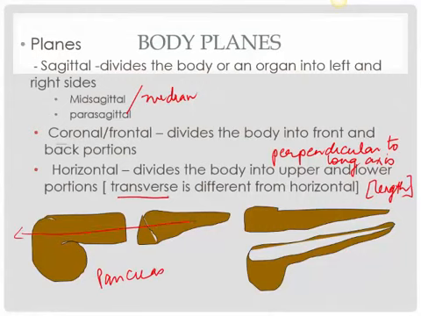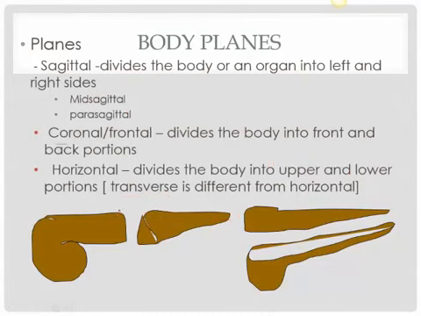This is the length of this structure, right? So when we take a transverse plane and it goes across like this, perpendicular to it, so it will go in this direction, perpendicular to it, notice how it will divide it into a right and a left portion. Do you see that? So for structures which are horizontally placed in the body, the transverse is not the same as horizontal. Okay?